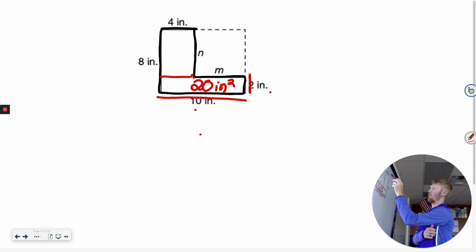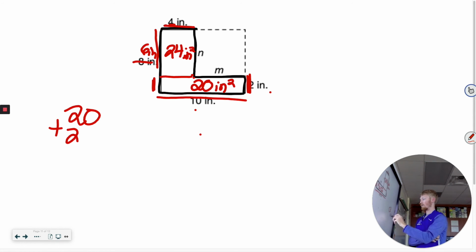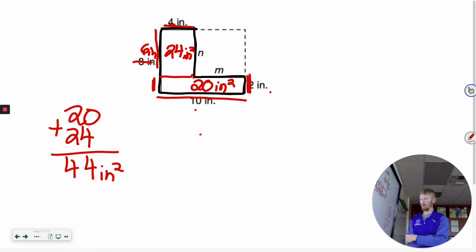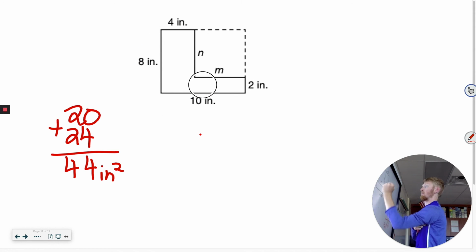And now I have 4 here, but this 8 got trimmed off. So I know that this is 2, which means this over here is 2. So 8 minus 2 is 6. So now this becomes a 6 for 6 inches. 6 times 4 is 24. So now I have 20 plus 24 gives me 44 square inches. Just in case you did it the other way, I'll demonstrate doing this by splitting it the other way.